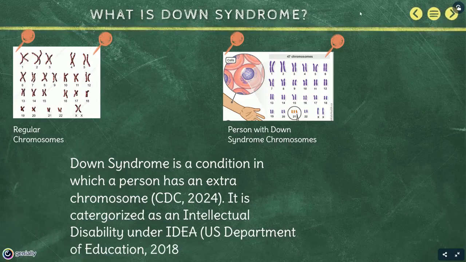As you can see here, there's 46 here of a person without Down syndrome, and then the person with Down syndrome has 47 chromosomes. Chromosomes are genes in our bodies that determine how a baby's body forms and grows during pregnancy and birth. And since babies with Down syndrome have an extra copy of chromosome 21, it changes the way that their bodies and brains develop, which can lead to both physical and mental challenges for the baby.